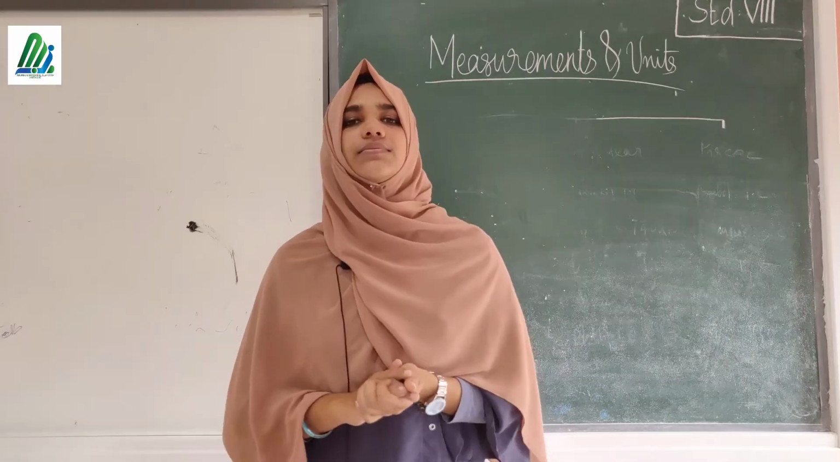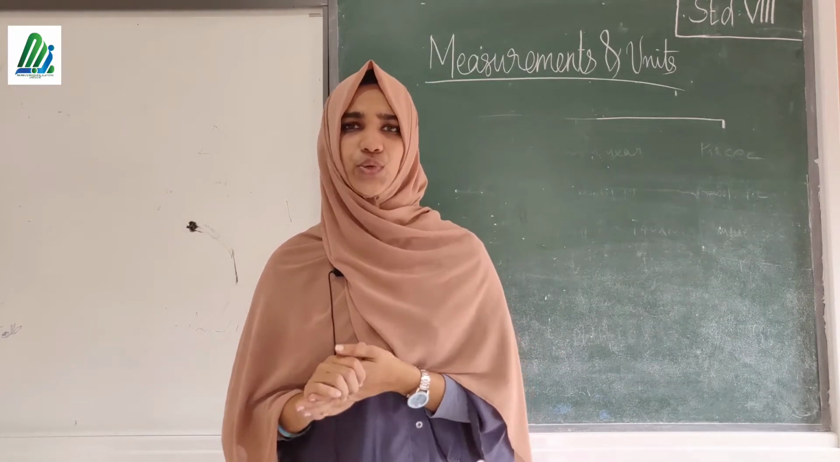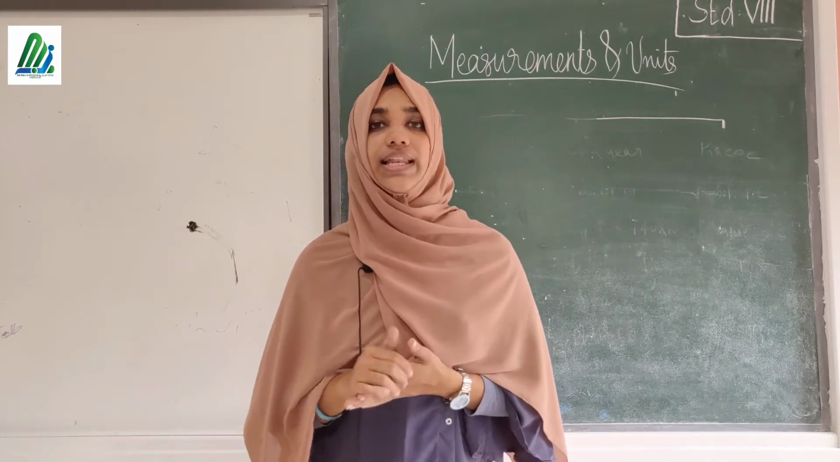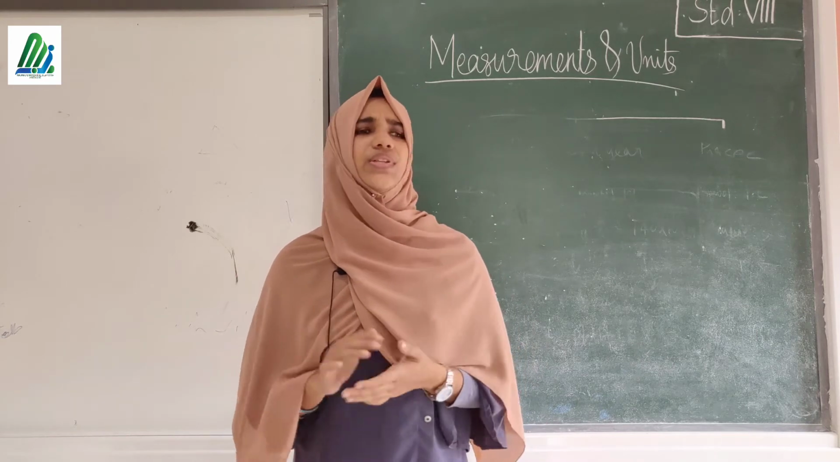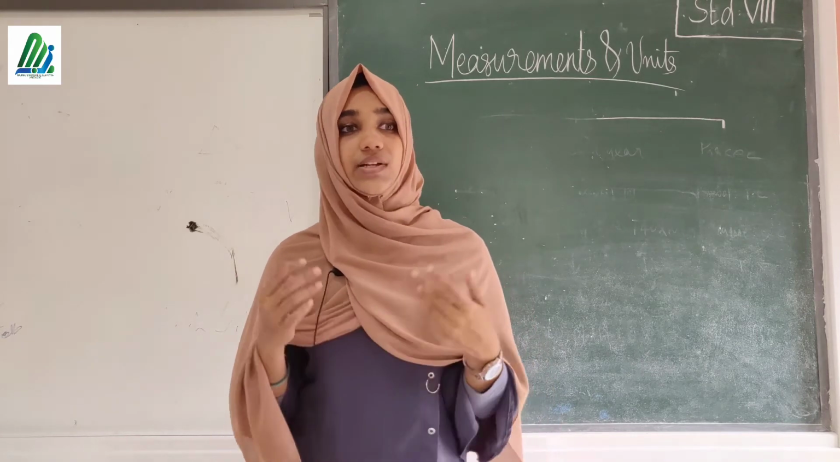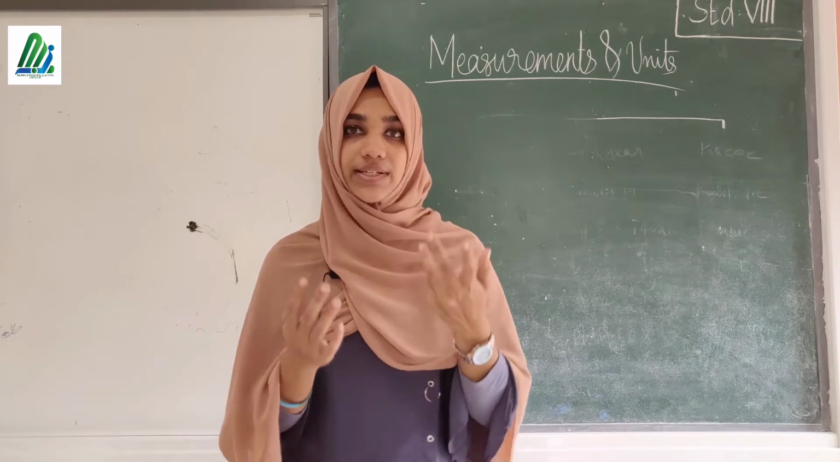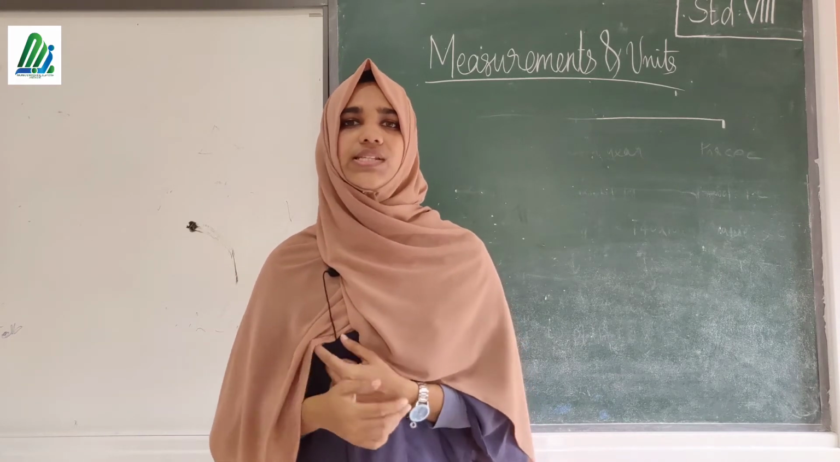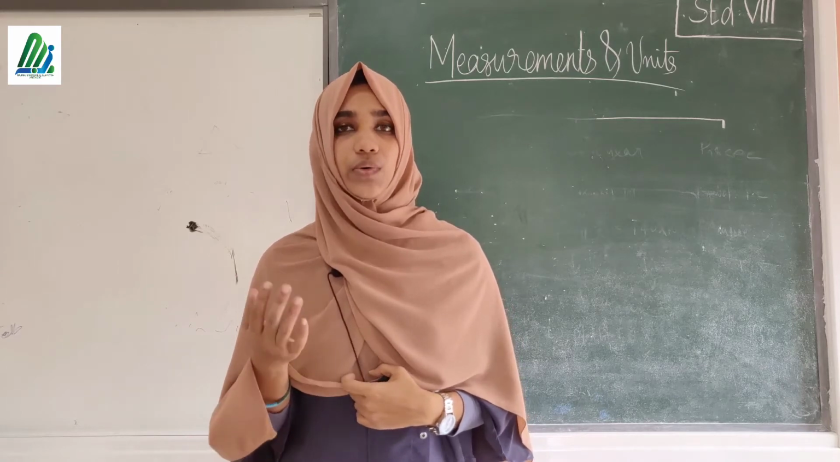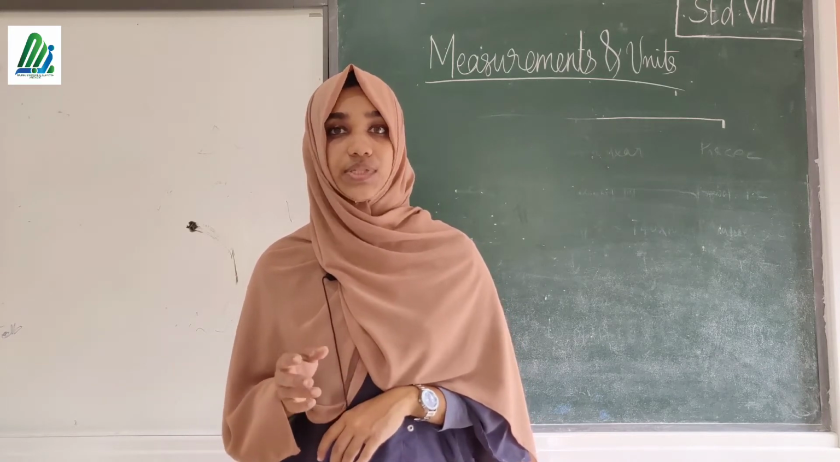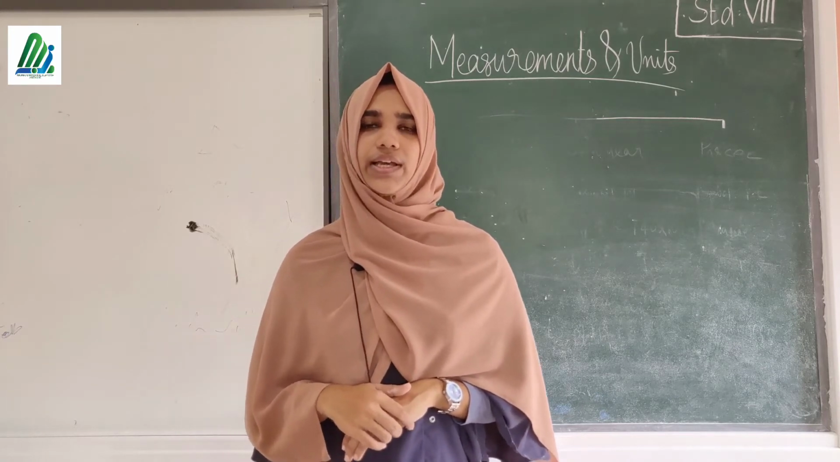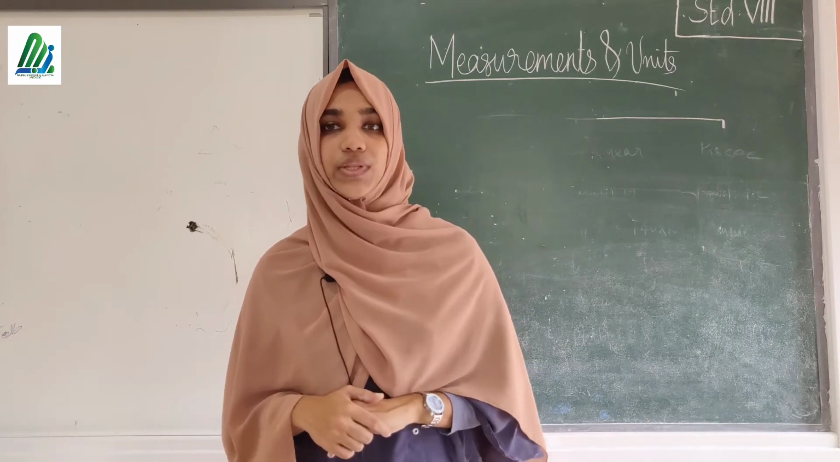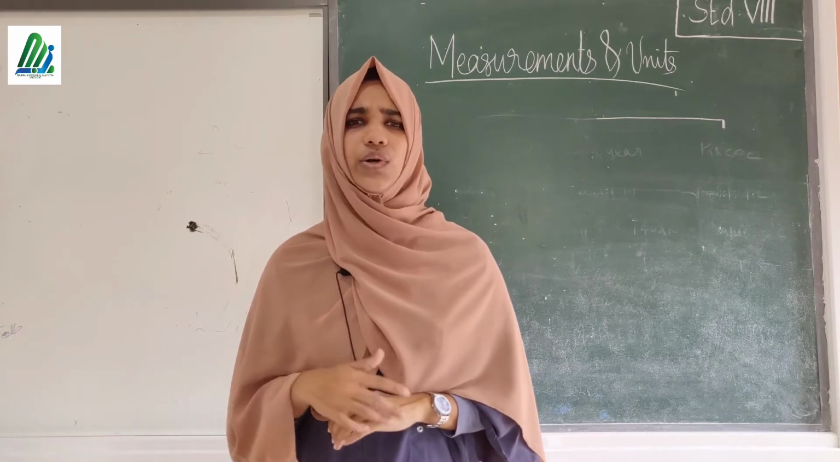There are some precautions to be taken while measuring the length of an object. Do you know which are they? There are many precautions that we can take while measuring the length of an object. First one is to be careful to measure the length of an object accurately. Also we can make sure that the edges of the scale are not broken.